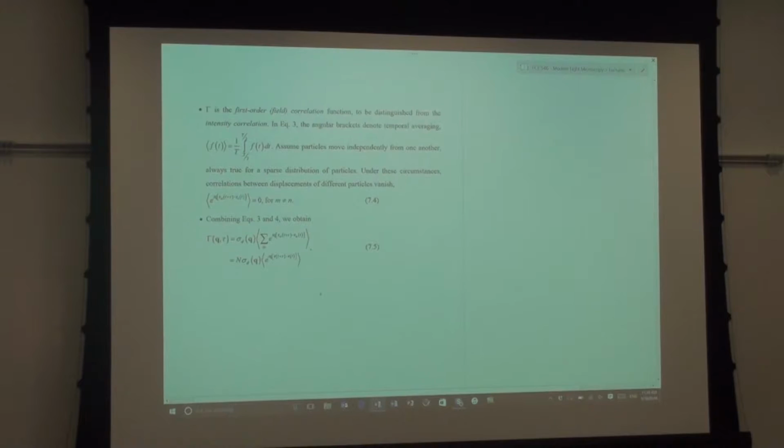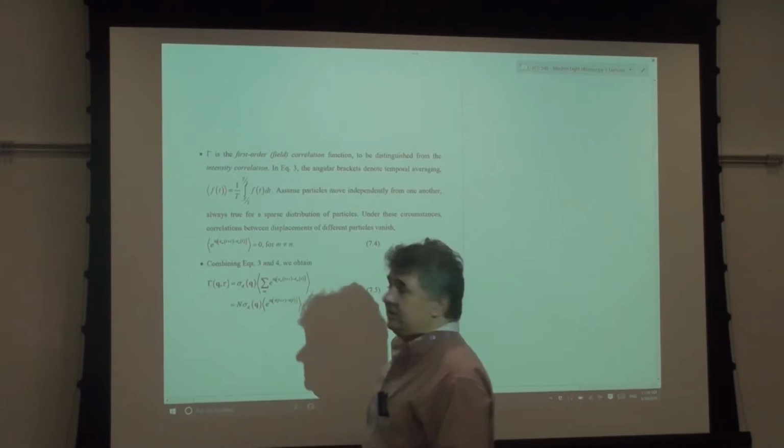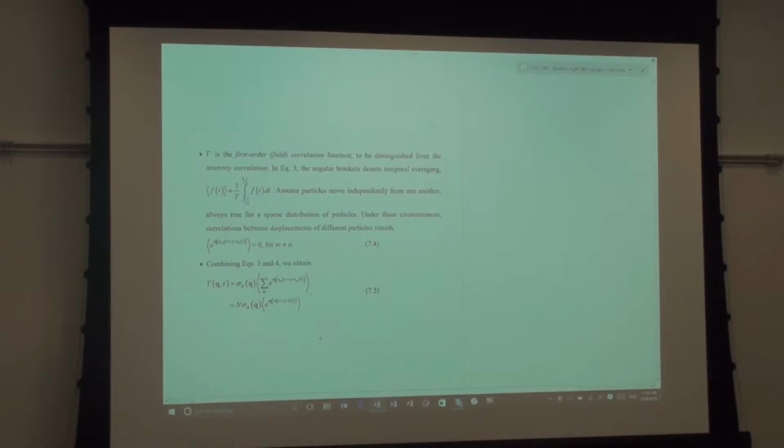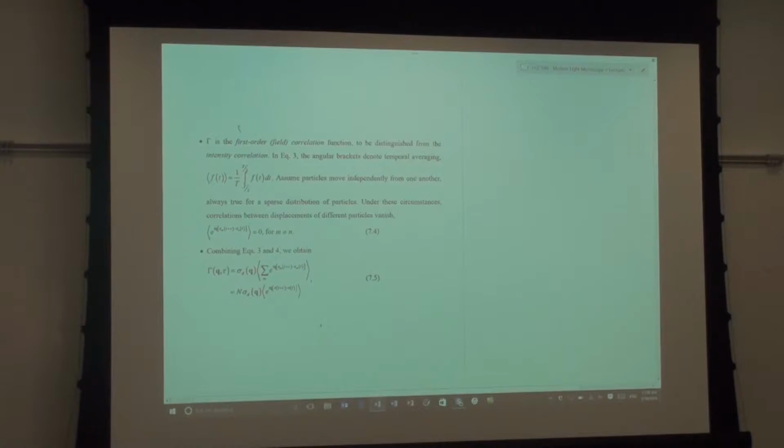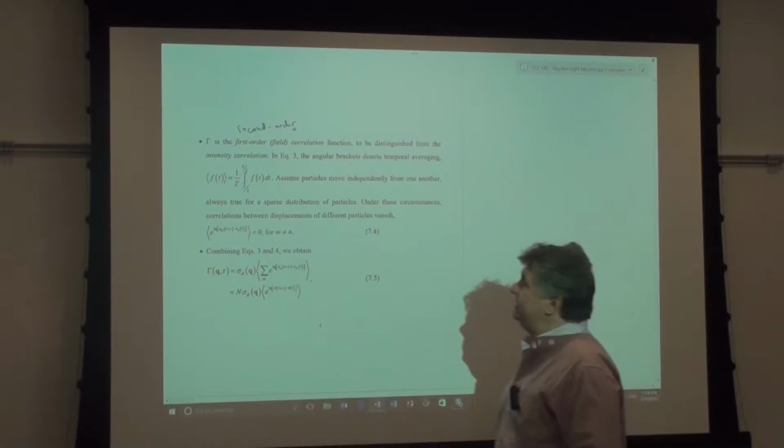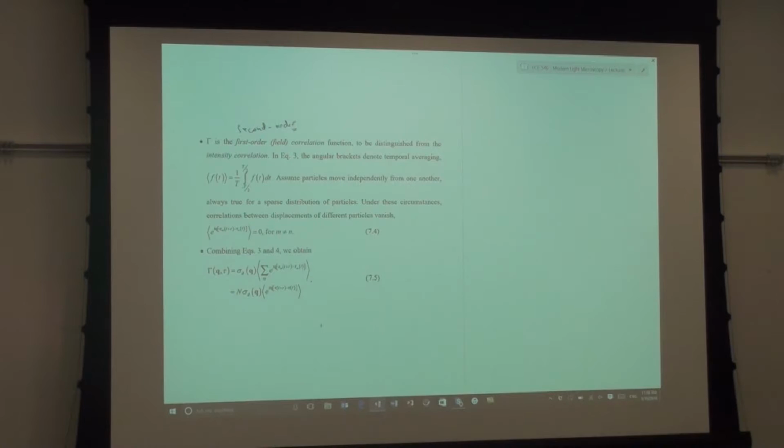First of all, this is called a first order or field correlation function, as opposed to an intensity autocorrelation function, which we call a second order. It's a little bit of a confusing first and second order definition, but why do we need to introduce an intensity correlation function? It's because, again, we don't have access to fields experimentally to do temporal correlations of the fields themselves. My detector only measures intensities.